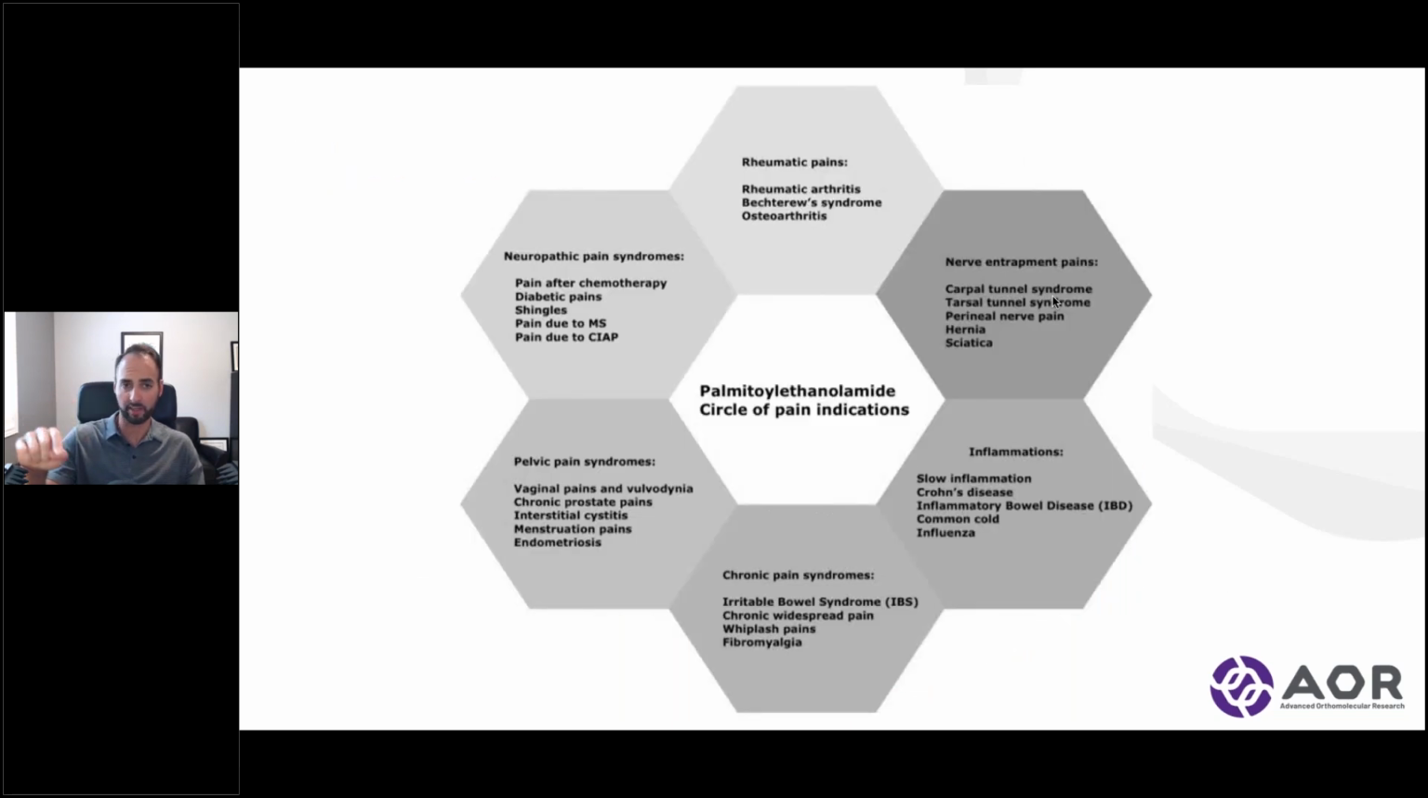And these are an expanded chart showing some of the particular conditions that each one of these areas looks at. So I won't go through all of these, but anything from inflammation to chronic pain syndromes to pelvic pain syndromes to rheumatic pain like osteoarthritis and rheumatoid arthritis, PEA has a role to play in all of these.